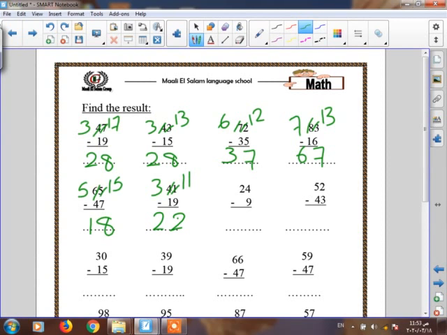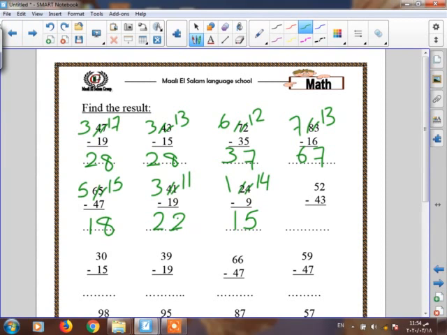24 minus 9. So 4 minus 9, no we can't. Borrow 1 from 2. 2 becomes 1 and 4 becomes 14. 14 minus 9, after 9: 10, 11, 12, 13, 14. Right, 5 in ones. Tens minus tens, 1 minus nothing equals 1. So the answer is 15.